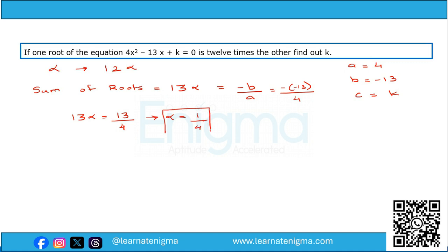So one root is 1 upon 4 and the other root is 12 alpha. So therefore, 12 multiplied by 1 upon 4, that is 3.